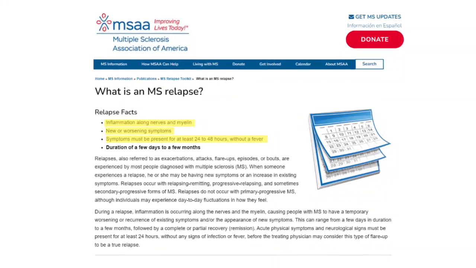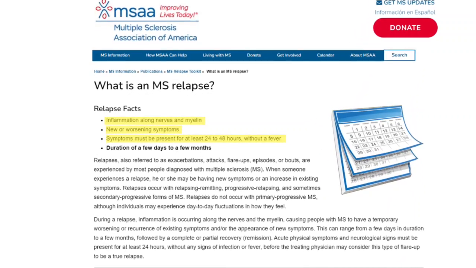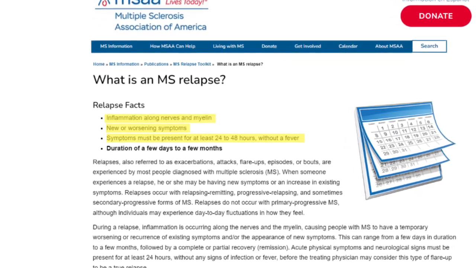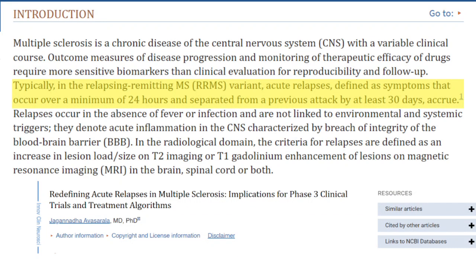The Multiple Sclerosis Association of America says this about relapses. They include inflammation along the nerves and myelin, new or worsening symptoms, and symptoms must be present for at least 24 to 48 hours without a fever. Some definitions state that in addition to the symptoms lasting more than 24 hours, they need to be separated by a period of time from a previous relapse by a minimum of 30 days.